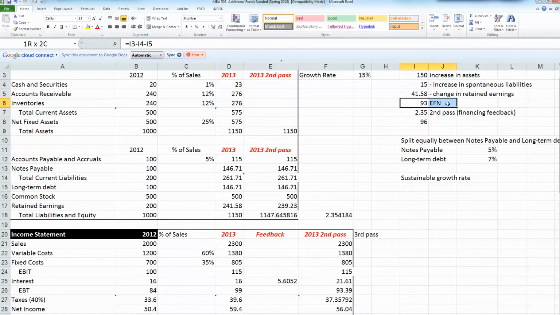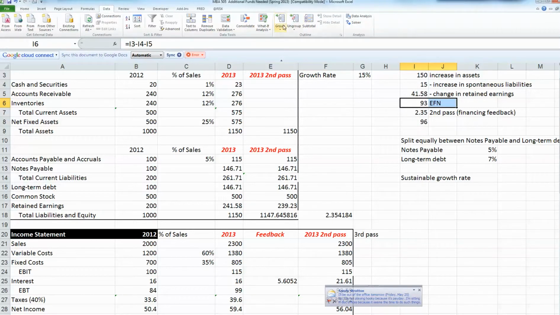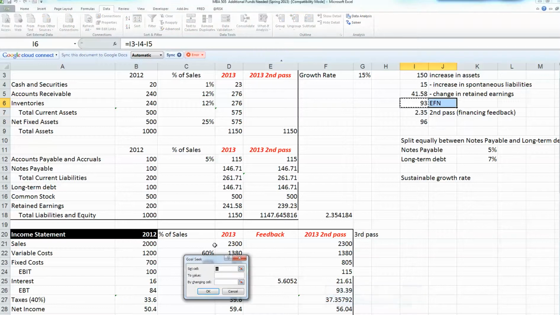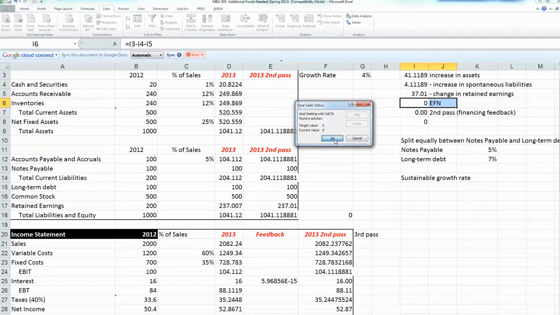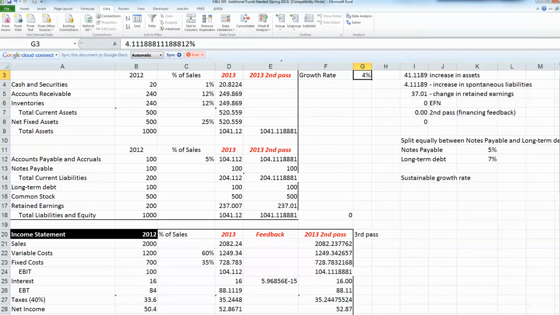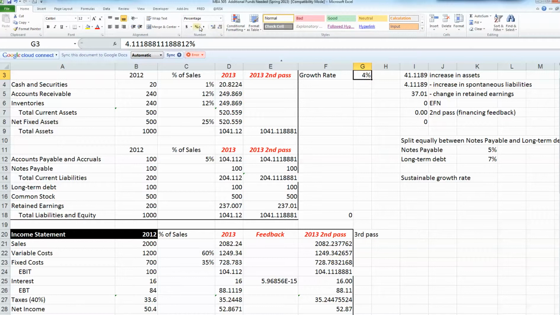So I'm actually going to use this first pass EFN, try to figure out what growth rate this needs to be so this first pass EFN is 0. To do that, I would go to Data, What If Analysis, Goal Seek, and I want to set this first pass EFN number to 0 by changing my growth rate. And this rate of 4.11% is called the sustainable growth rate.